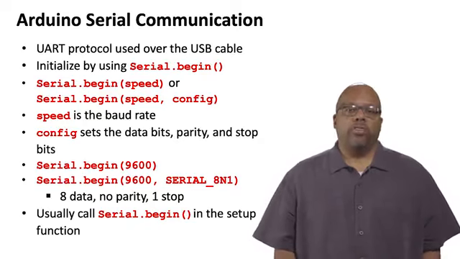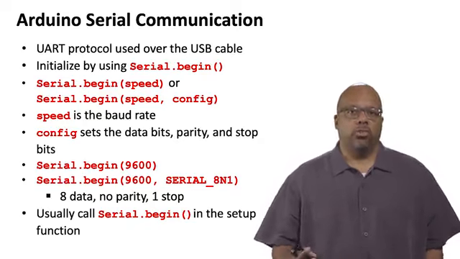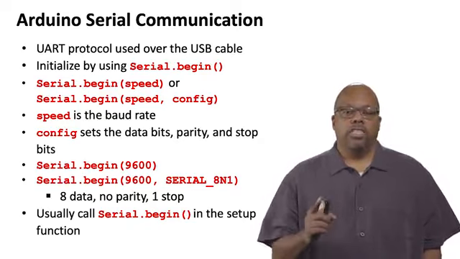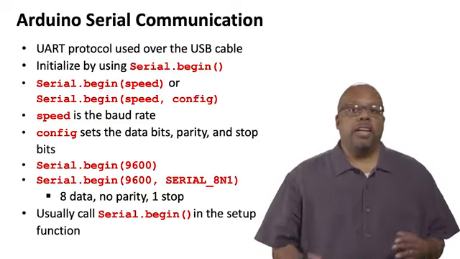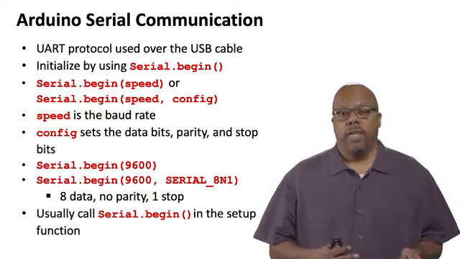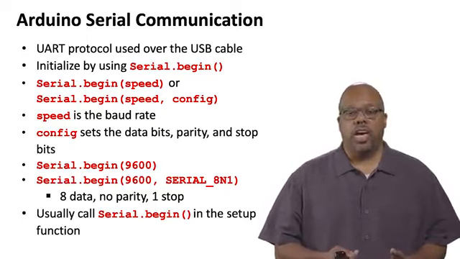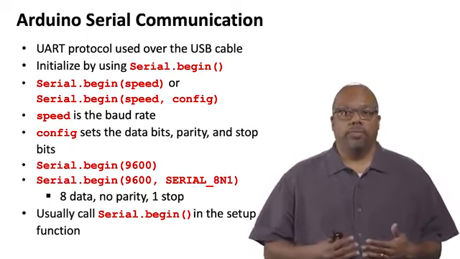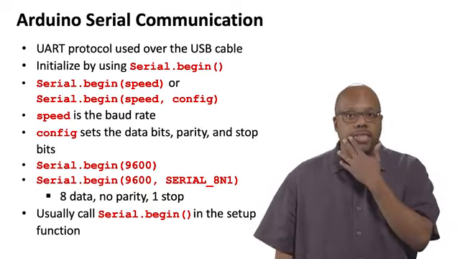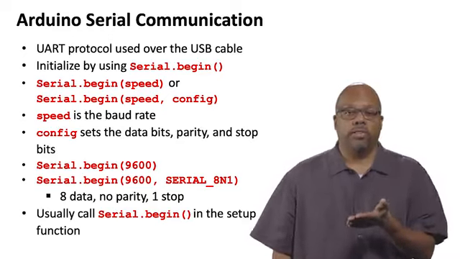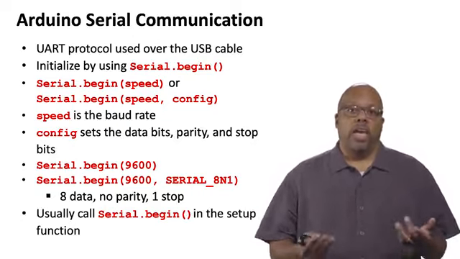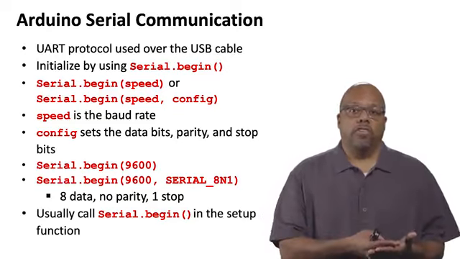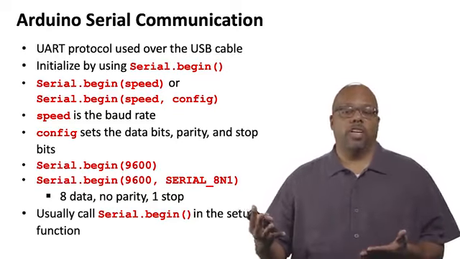So the way you start serial communication in Arduino is you have to call this initialization function serial.begin. And typically you put that initialization function inside your setup because you only want it to be executed one time. You don't want it to be executed in a loop. Now, serial.begin can take 1 or 2 arguments. If it's one argument, that argument is the speed. And if it's 2 arguments, then the first argument is the speed and the second one is the configuration.